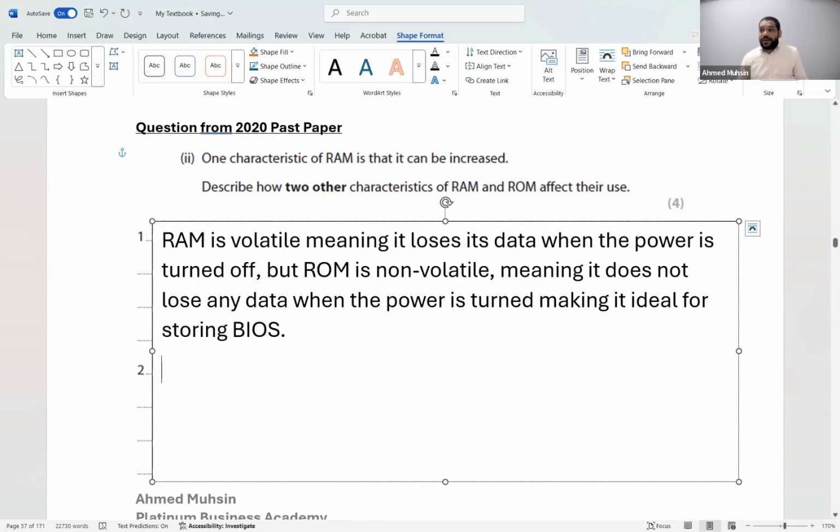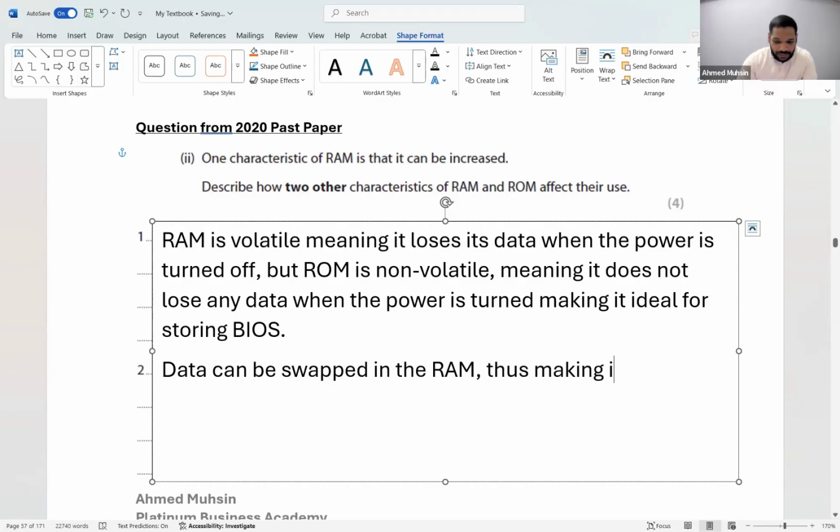RAM stores programs running in the background, while ROM stores BIOS. Kind of mentioned above, no? Give me something else. Data in the RAM can be read and written to. Data in the ROM is only readable, read only. Shall you note it down? You can say data can be swapped in the RAM, thus making it rewritable. Rewritable means you can modify your data in the RAM.